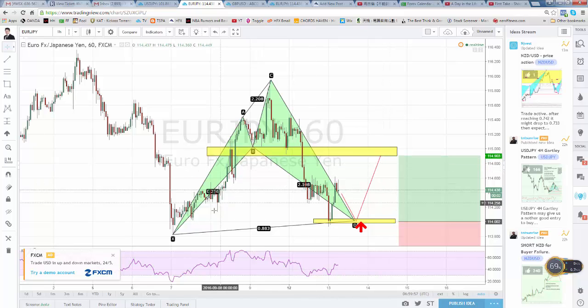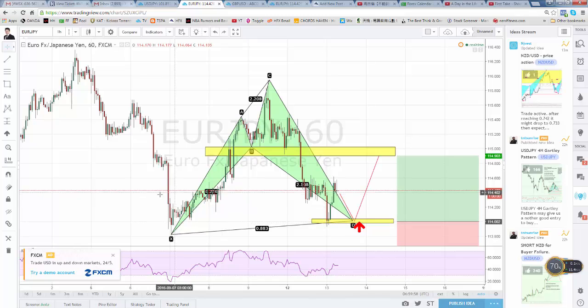This is the shark pattern. To review the rules for this pattern, just scroll this video back a little and look at my dollar yen example. It's exactly the same.